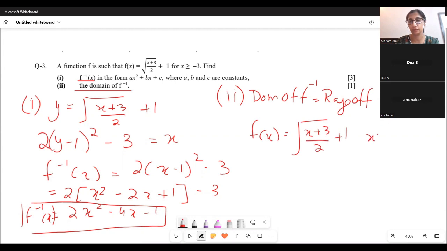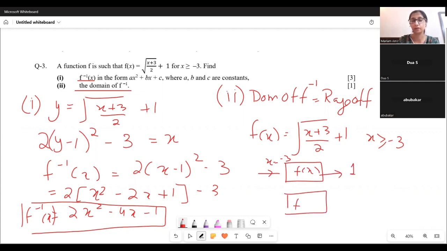What are they saying here? x is greater than or equal to minus 3. So let's take minus 3 for now. When x is minus 3, what is f(x)? 1. Yes, when x is minus 3, f(x) would be 1. And when x is bigger than minus 3, like minus 2, minus 1, 0, 1, 2, 3, 4, 5, 6, 7.